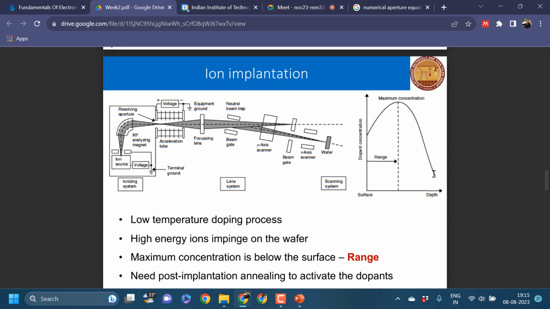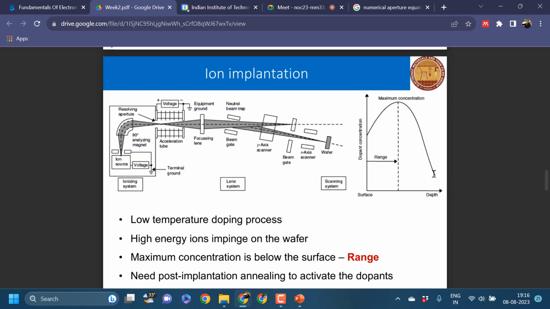Can we control that? Yeah. One thing is by changing the energy of the ions that are implanted, we can control the depth of penetration. And also we will be able to understand the range or where the maximum concentration is present. And instead of the atoms diffusing laterally, we will be getting a concentration gradient. First there will be a region with less concentration, then a region with a very high concentration, and finally again a region with less concentration.